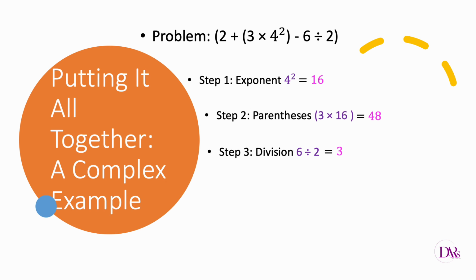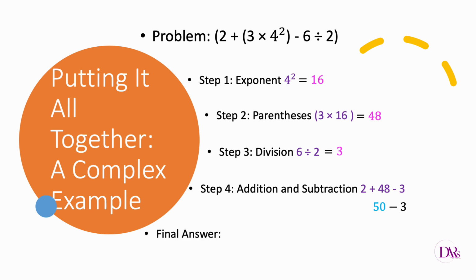So now we have step 4, addition and subtraction. Remember, we are going from, yes, left to right. So first we will do 2 plus 48, which is 50. And then we do 50 minus 3. What is our final answer? You guessed it, 47. Great job, mathematicians. I'm so proud of you.